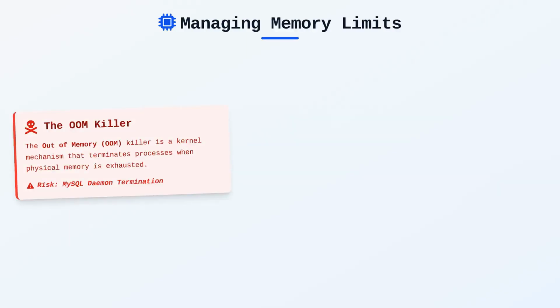Properly managing these memory limits is essential for maintaining server health and avoiding the dreaded OOM killer. The OOM, or out-of-memory killer, is an operating system mechanism that terminates processes when it detects that the system is completely devoid of physical memory. If MySQL's internal buffers coupled with process overhead exceed available RAM, the kernel will aggressively reclaim memory, often by killing the MySQL daemon itself.